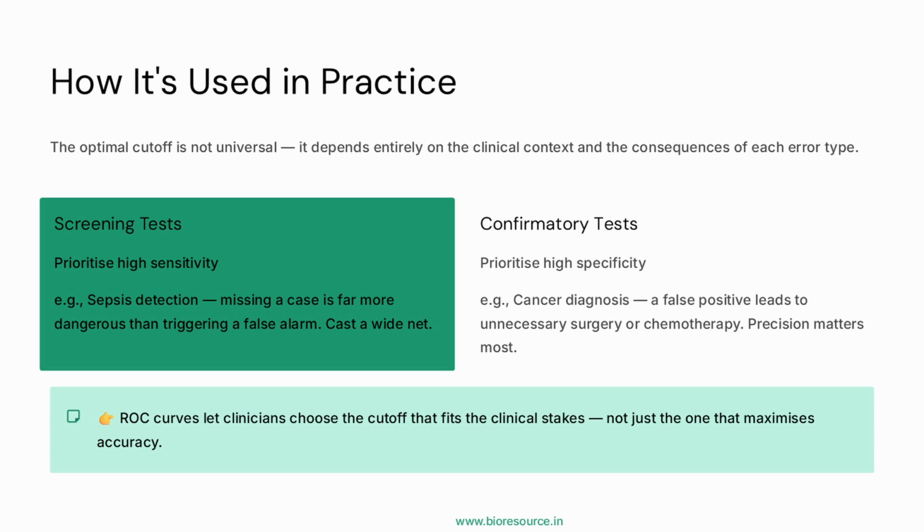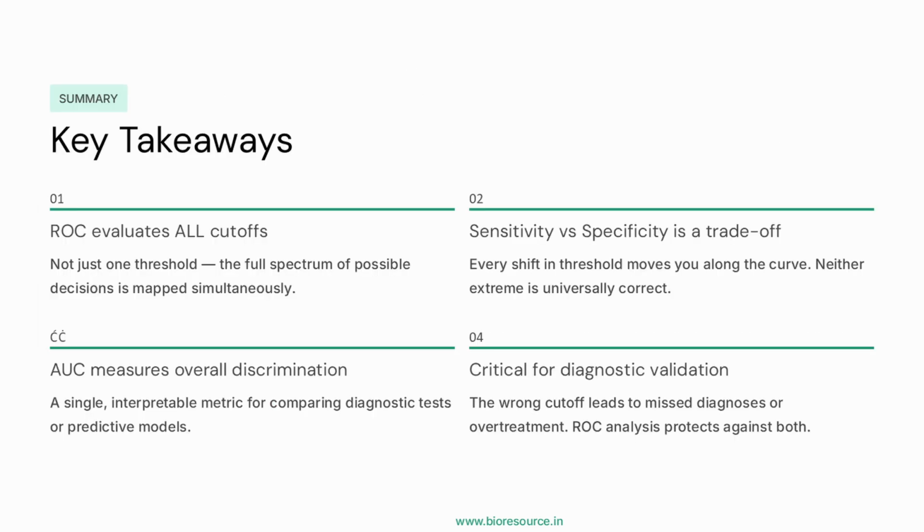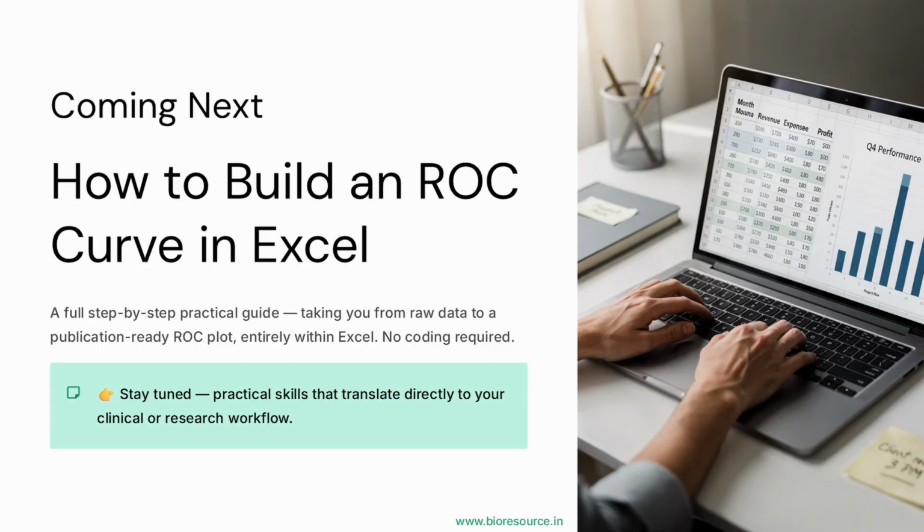Let's consolidate the key insights. ROC analysis provides threshold independent evaluation, visualization of the true positive rate to false positive rate trade-off, and area under the curve as a global discrimination metric. It is essential for validating diagnostic assays and classification models. Next, we move to implementation. In the next video, we will construct an ROC curve in Excel from raw data, including calculation of TPR, FPR, and AUC.